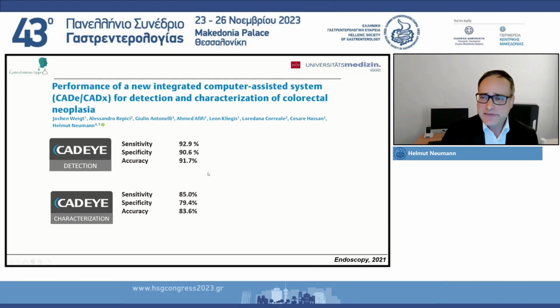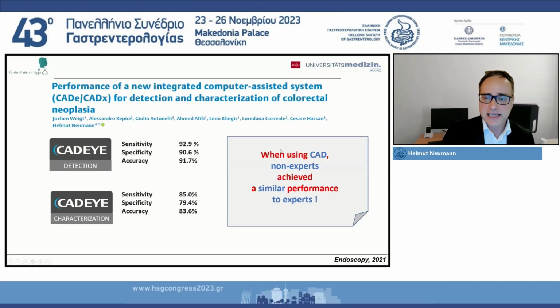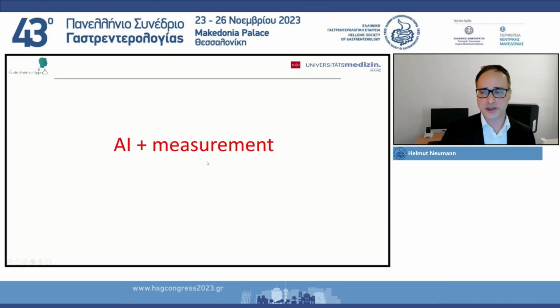But maybe this is something that could be so important for us in the future when we're talking about training, because what we have learned from the studies is that when non-experts are using computer-assisted diagnosis, they already achieve a similar performance to the experts. So non-experts are becoming closer to experts by using artificial intelligence.